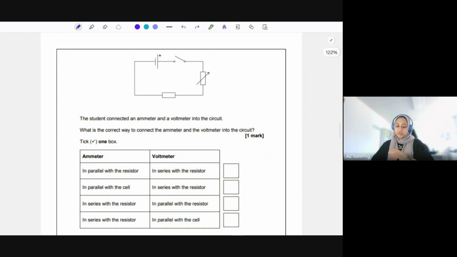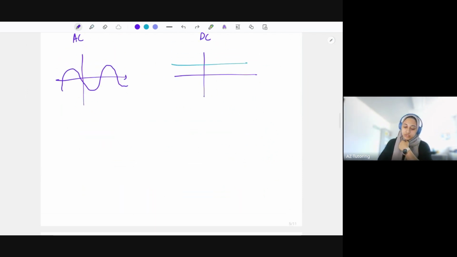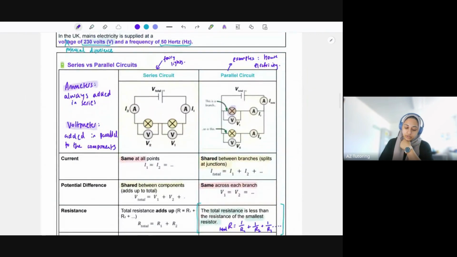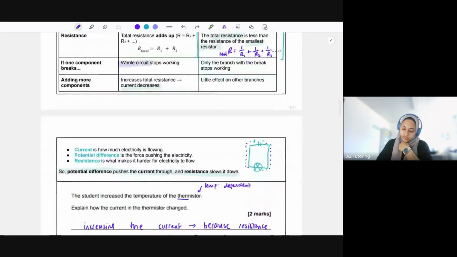Okay, let's have a look at this one. A student connected an ammeter and a voltmeter into the circuit. What is the correct way to connect the ammeter and the voltmeter into the circuit? So we just discussed this before. The voltmeter should always be in parallel with the resistor, as we've just discussed up here. So the voltmeter is added in parallel and the ammeter is always added in series.